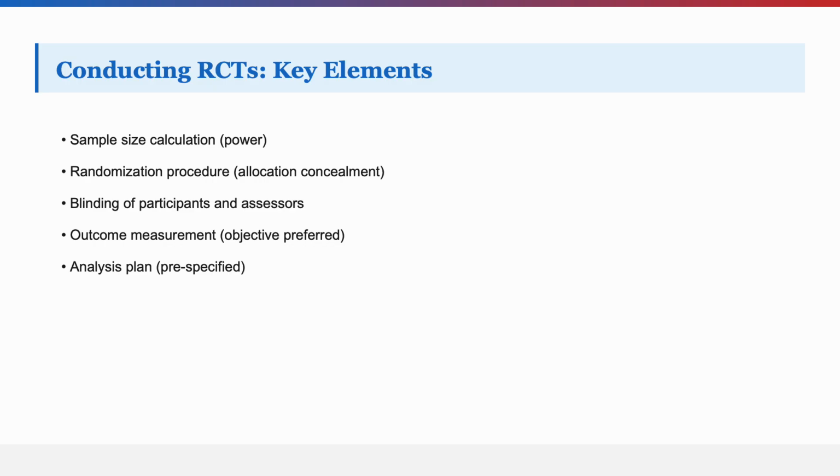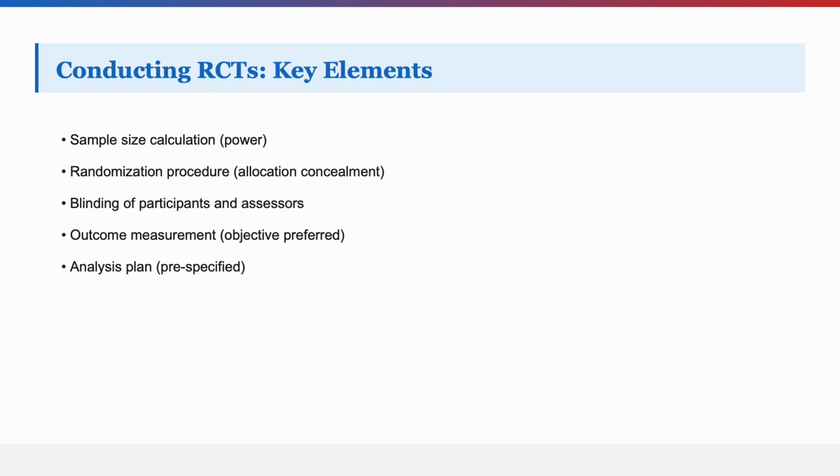Randomization procedures must prevent anyone from predicting or influencing assignments. Allocation concealment, keeping upcoming assignments secret until enrollment, prevents selection bias. Central randomization systems or sealed envelopes are common approaches. Blinding prevents expectations from influencing outcomes. Placebos that look identical to active treatment enable participant blinding. Outcome assessors should be blinded when outcomes involve judgment. Outcome measurement should be objective when possible.